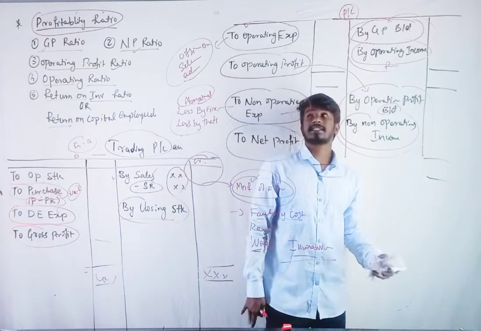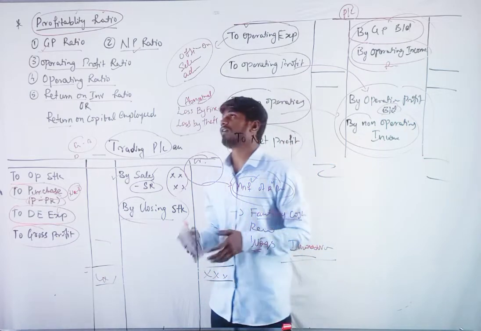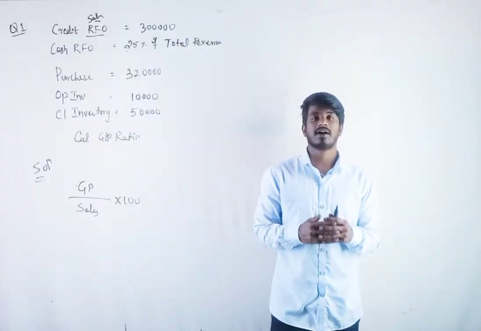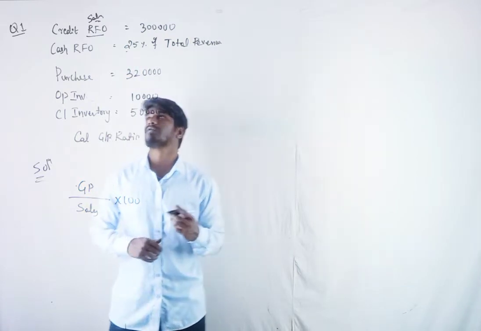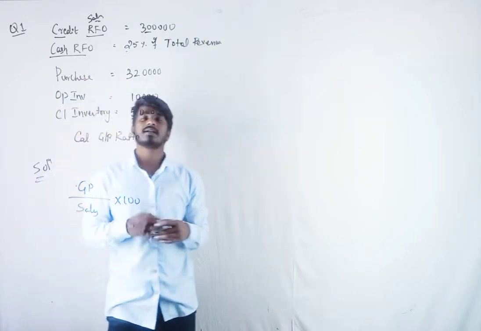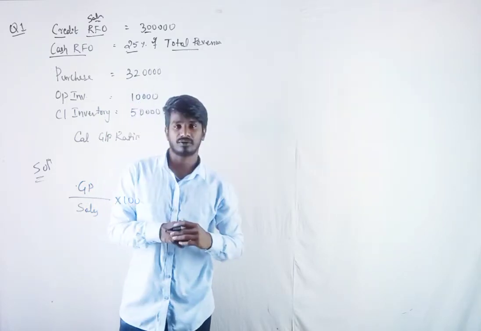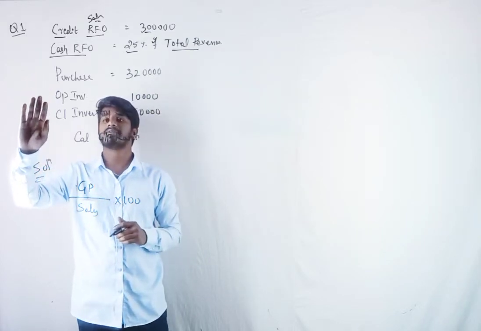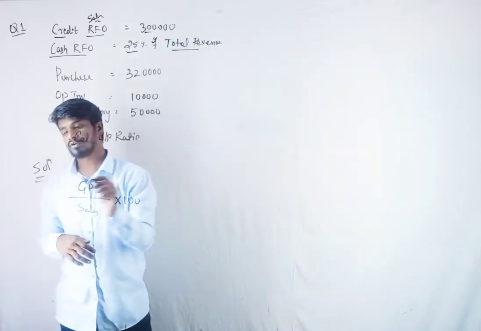Yes, let us start one by one. Let us start from GP ratio, gross profit ratio. We have a question on the board. Let us read the question first. You can take down the question. Revenue from operation, and cash revenue from operation means cash sales is 25% of total revenue. Okay, fine. Purchases, they have given opening inventory, closing inventory. Calculate gross profit ratio. Let us go to the solution.